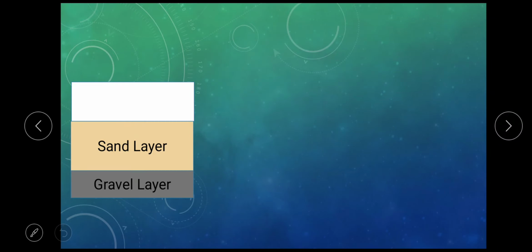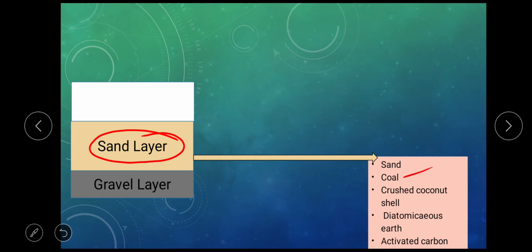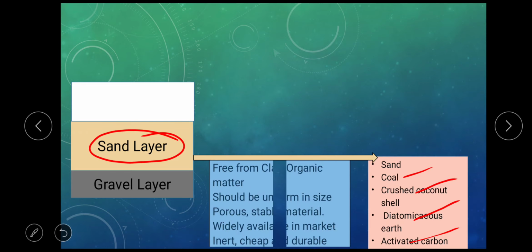Here is the filtering media. We generally use sand as the filtering media. Instead of sand, we can use coal, crushed coconut shell, diatomaceous earth, activated carbon, etc. The IS code also recommends the quality of the filtering media. Filtering media should be free from clay and organic matter, should be uniform in size, should be porous and stable material, easily available in the market, and should be inert, cheap and durable.